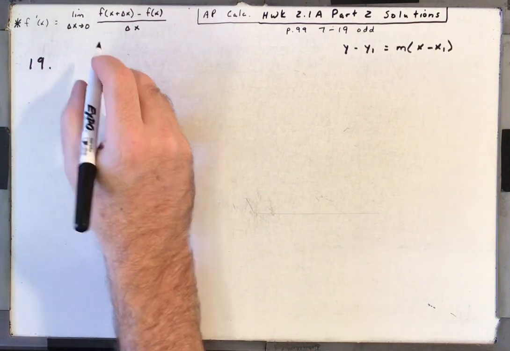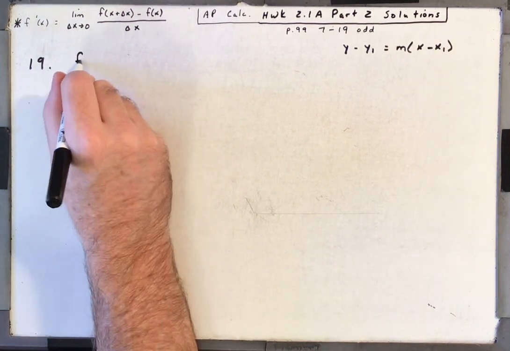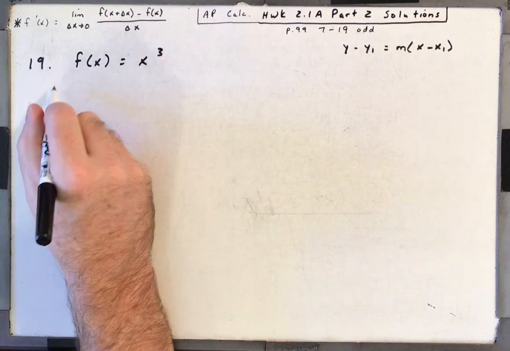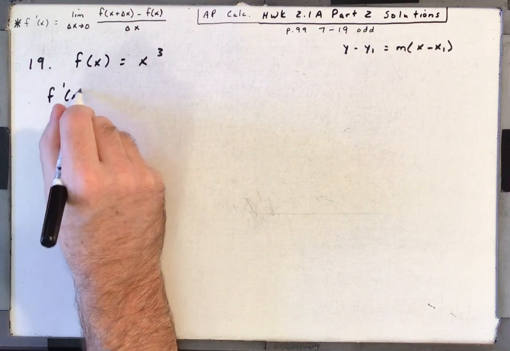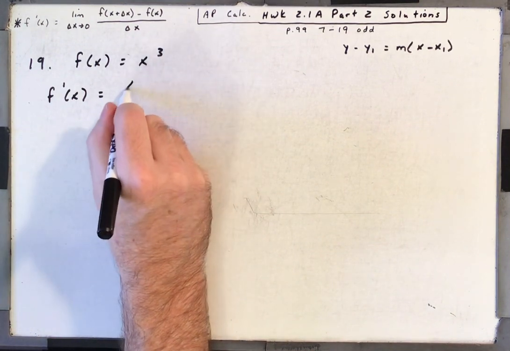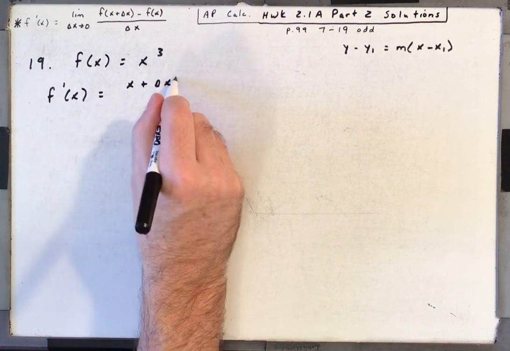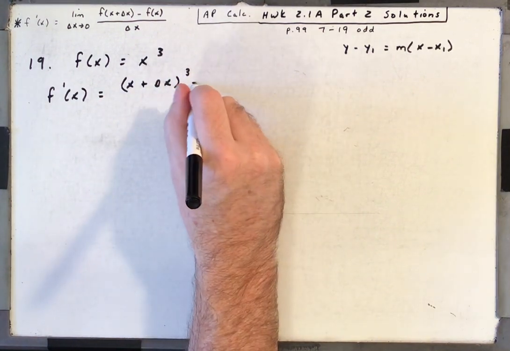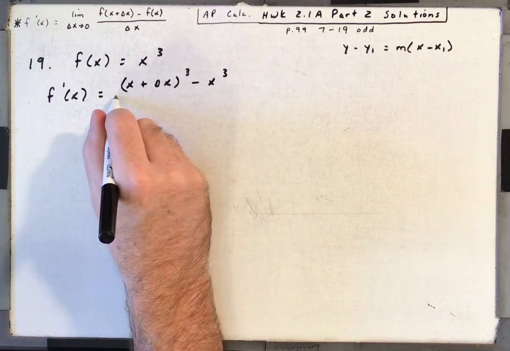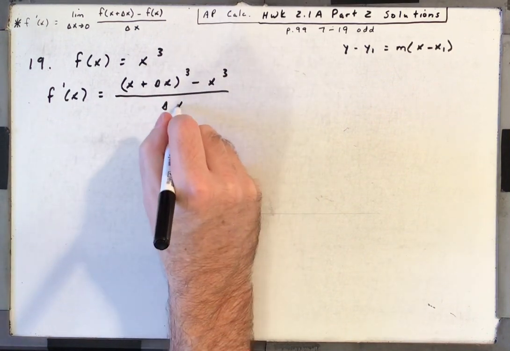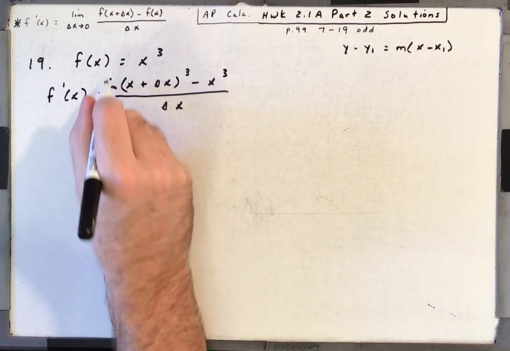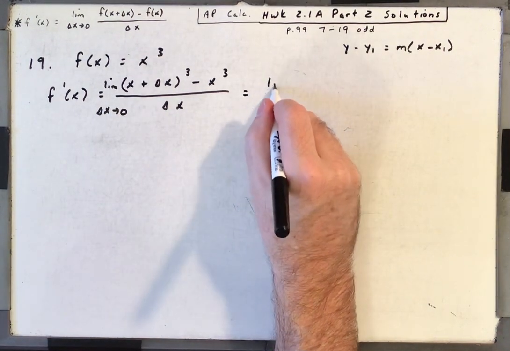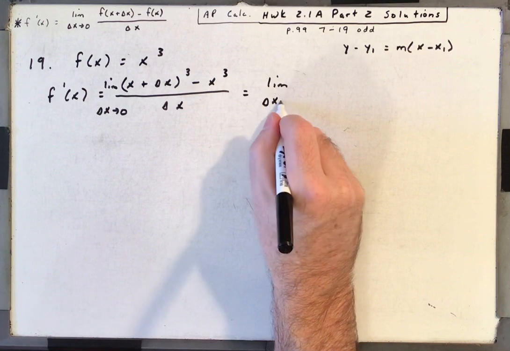Number 19, we have f of x is equal to x cubed. So f prime of x is equal to f of x plus delta x, that's (x plus delta x) all cubed. So I'm going to have to expand that cube, minus x cubed over delta x. And it's the limit as delta x approaches 0.